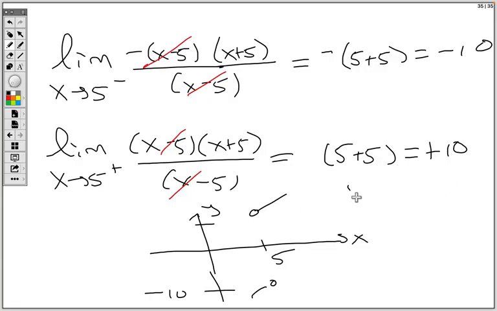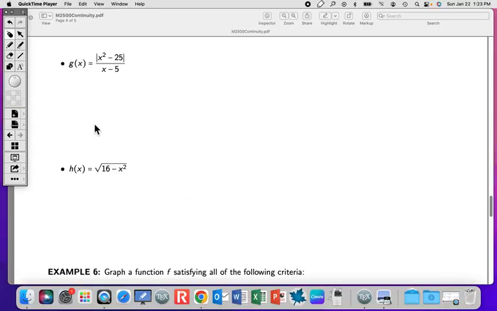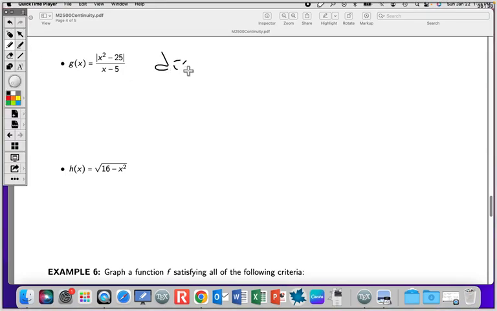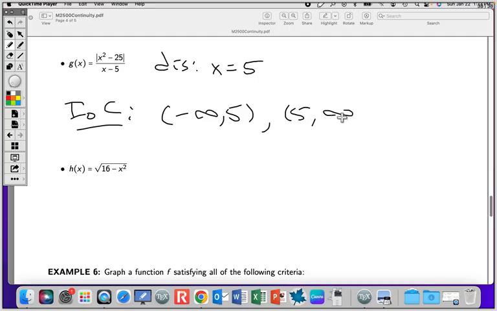And so we have a non-removable jump discontinuity here. It's not an infinite discontinuity, it's a jump discontinuity. The limits are finite values, but they don't match. So the limit doesn't exist, which means it's non-removable. The one discontinuity was at x equals 5. And so the interval of continuity then is going to be everything up to 5, along with everything from 5 off to infinity.